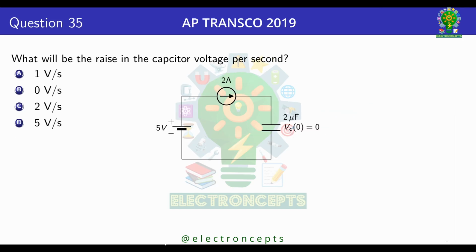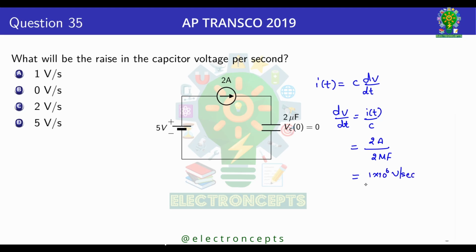Question number 35. What will be the rise in the capacitor voltage per second? We know that current through the capacitor I of t is equal to C dV by dt. From this, dV by dt is equal to I of t by C, which is equal to current flowing in the circuit, 2 amps, divided by capacitance, 2 microfarad, which is equal to 1 into 10 power 6 volts per second. This answer is not given in the options, therefore marks to all is provided.